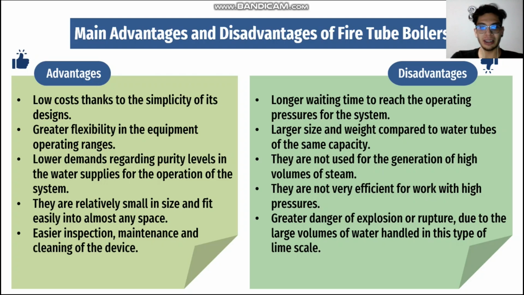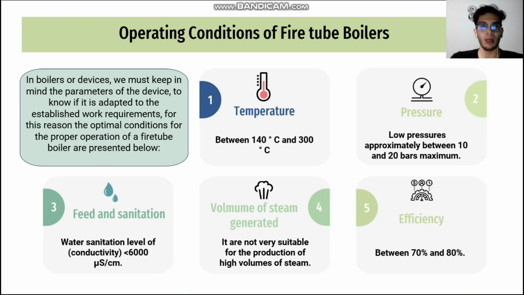Easier maintenance and cleaning of the device. And disadvantages like longer waiting time to reach the operating pressure for the systems, larger size and weight compared to water tube boilers of the same capacity. They are not used for the generation of high volumes of steam. They are not very efficient for work with high pressures, and there is greater danger of explosion or rupture due to the large volumes of water handled in this type of boiler.